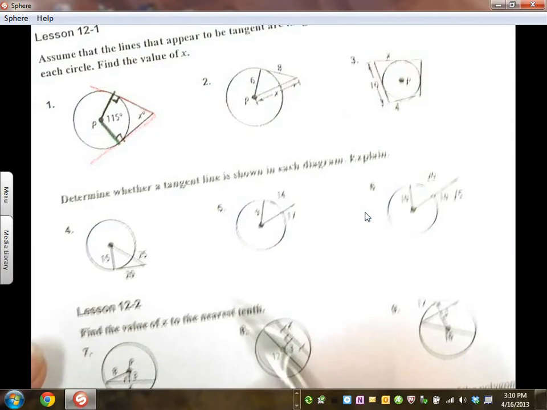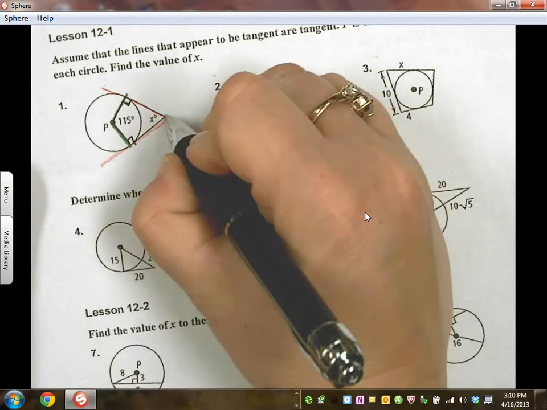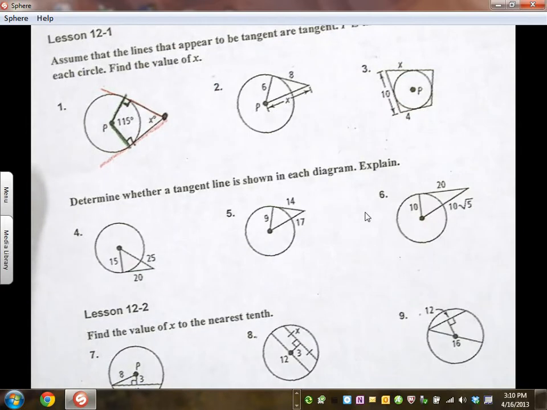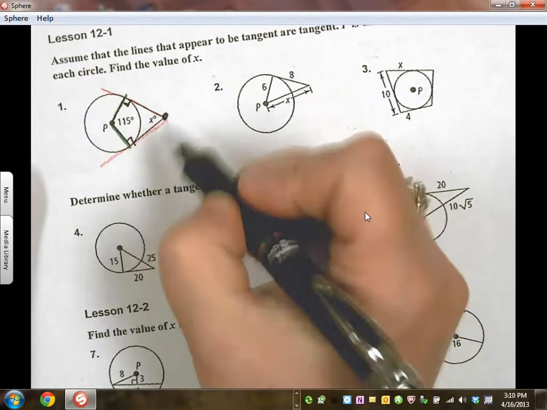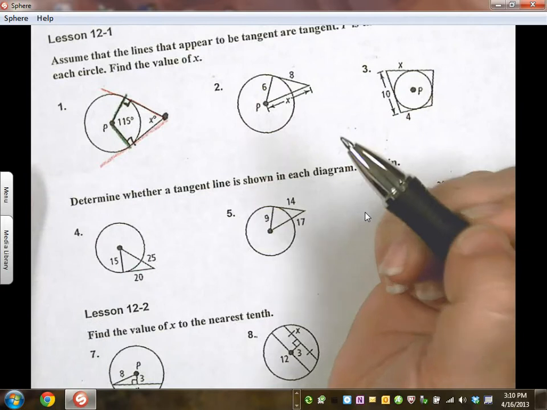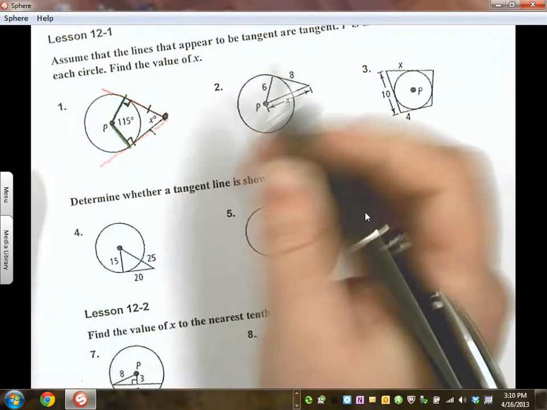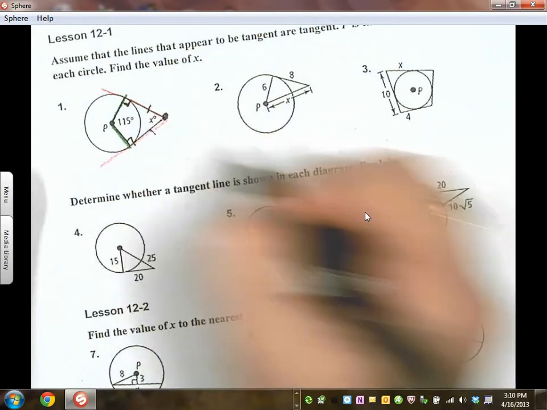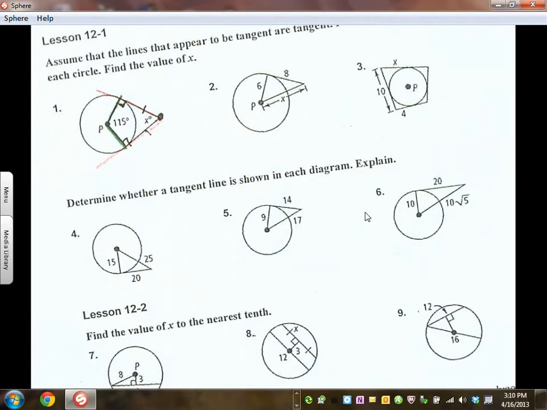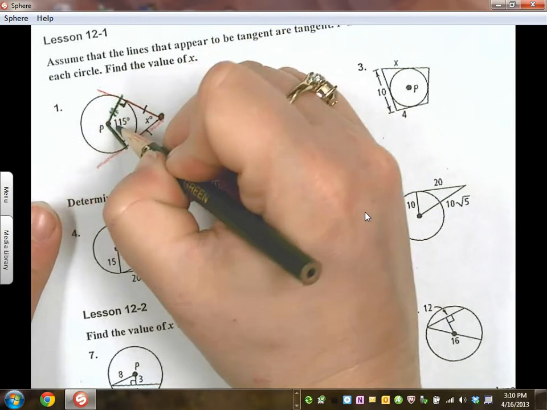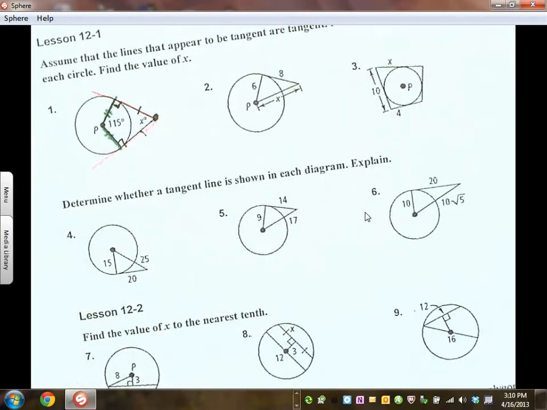Now this morning I noticed that one of my students realized that this was a kite. So I just want to remind you of a couple things. Tangents that go to the same circle from the same exterior point are always congruent. So this line is congruent to that line. And we also know that a radius is always congruent to another radius. So this is a kite.